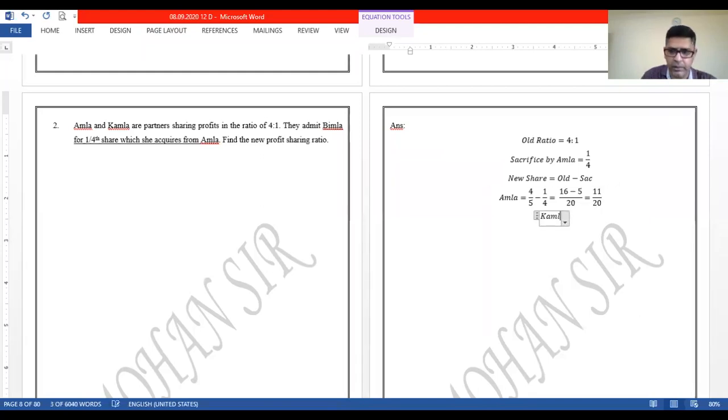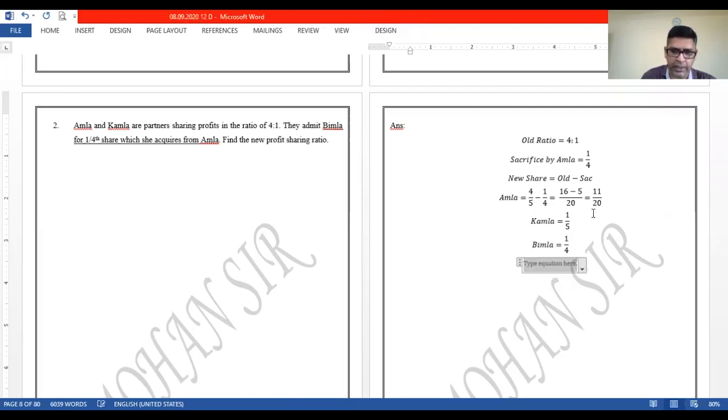Now Kamala's new share we are calculating. Kamala has not sacrificed anything, so there will be no change in her share. It will be 1 by 5. Finally Vimla. Vimla acquired 1 by 4th share, so that will remain 1 by 4.